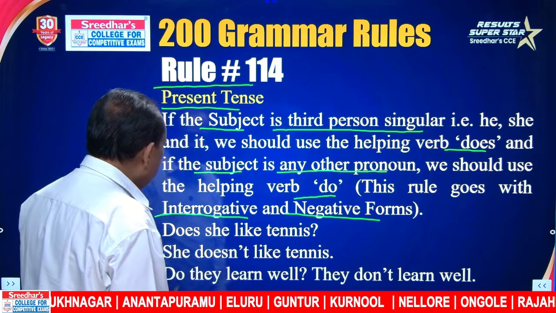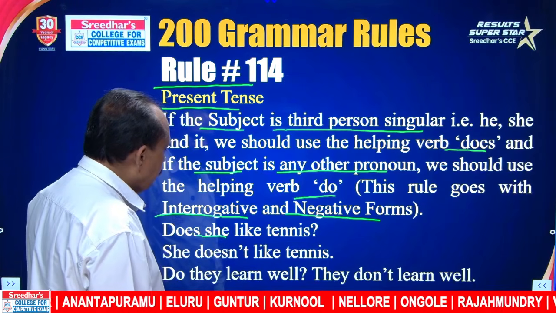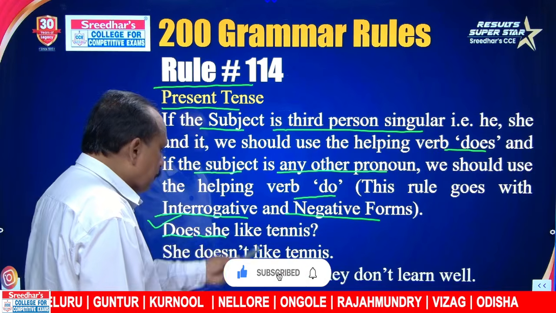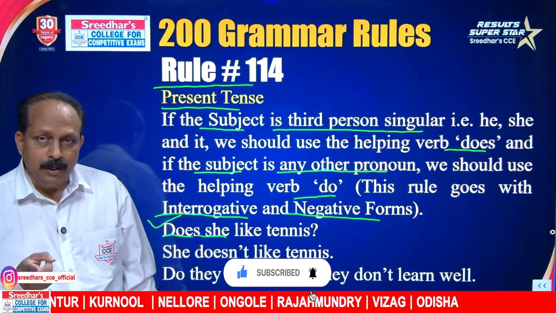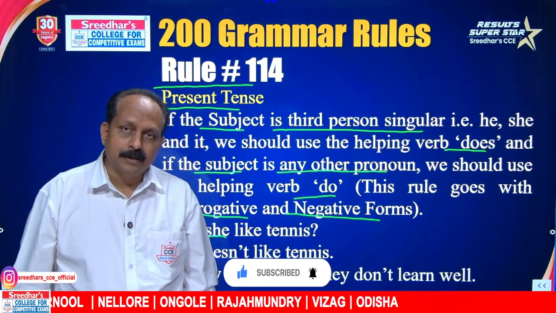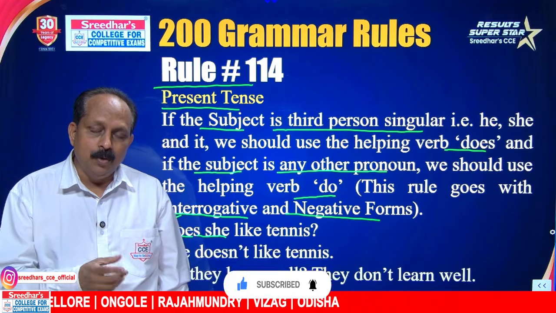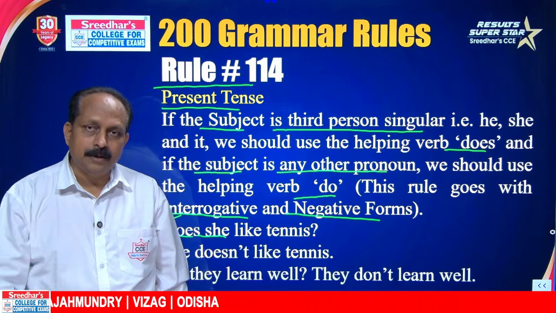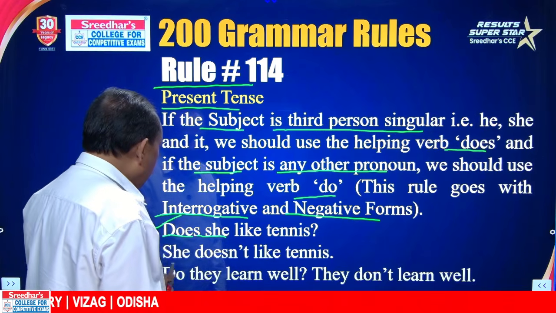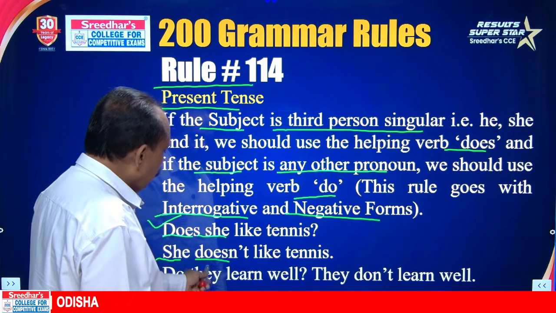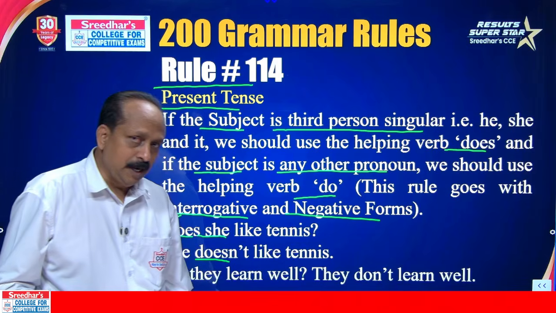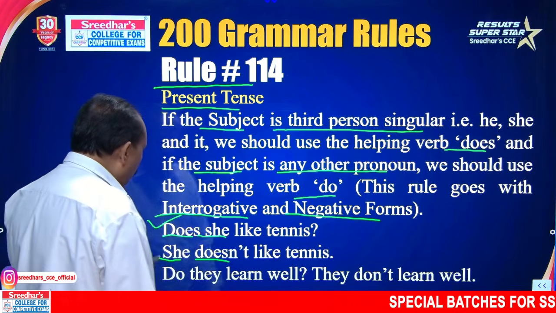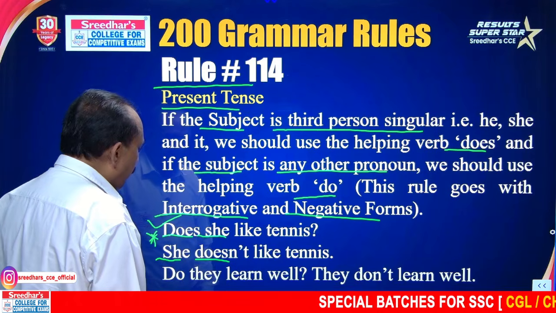Look at the example. Here, what is the subject? She, third person singular. Then we have to use a helping verb does. Does she like tennis? If I'm talking to you, I will say, do you like tennis? You. We have to use do. Do you like tennis? Does he like tennis? Does she like tennis? This is the interrogative form. Negative form: she likes tennis, what is the opposite? She doesn't like tennis.